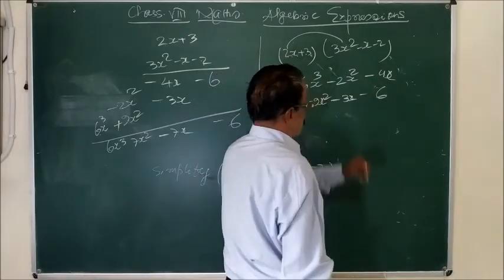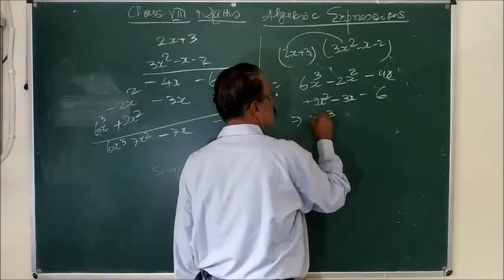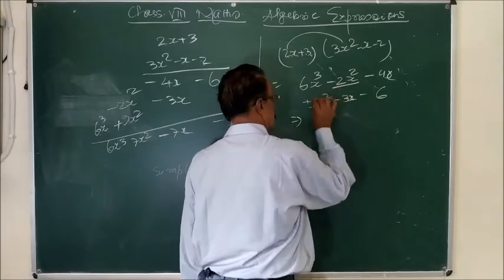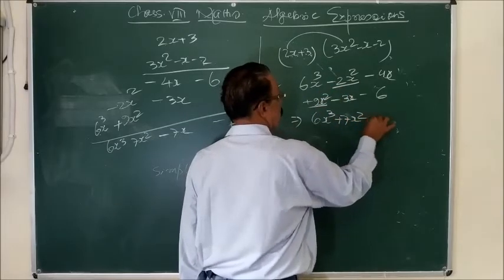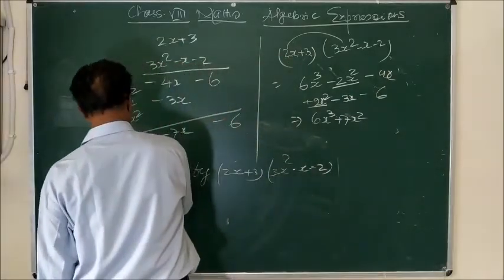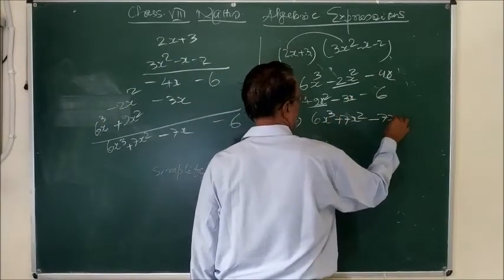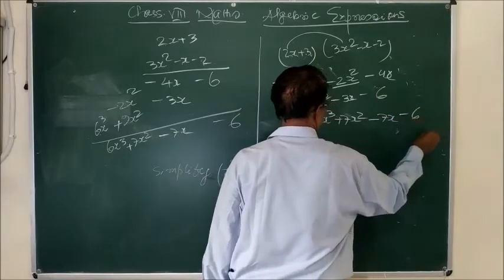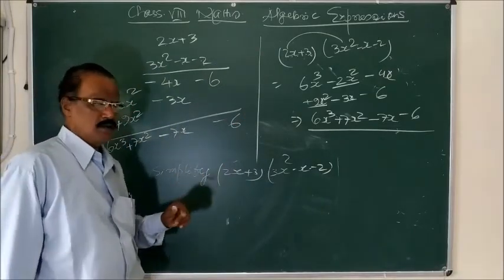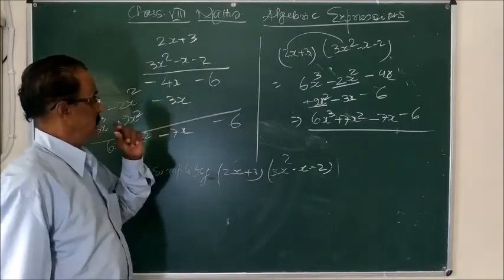Now you see, you simplify the like terms. Unlike terms, you simply copy. So 6x cubed. And these two will be simplified because they are like terms. Minus 2 plus 9 is 7, 7x squared. And these two are like terms, so they will be simplified. Minus plus, the sign will be minus 7x. And this is the unlike term, this will be copied. So this is the product of these two, or you can say the simplification. So this is the product of algebraic expressions.